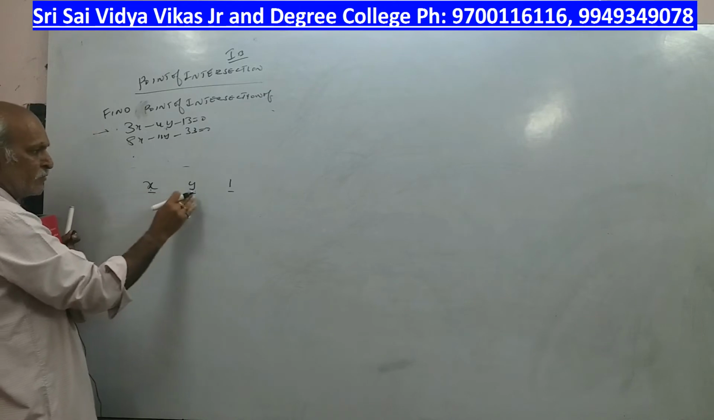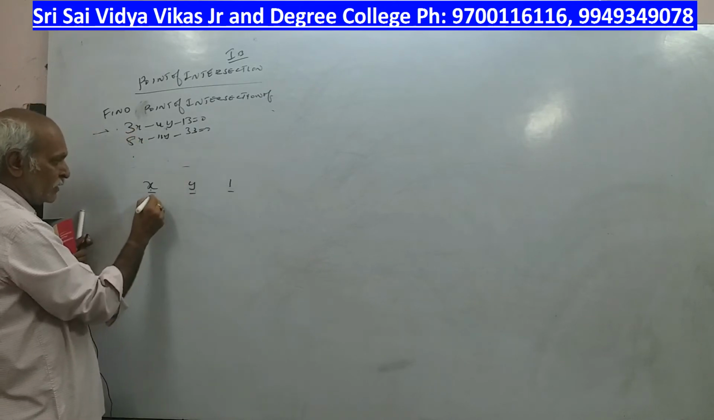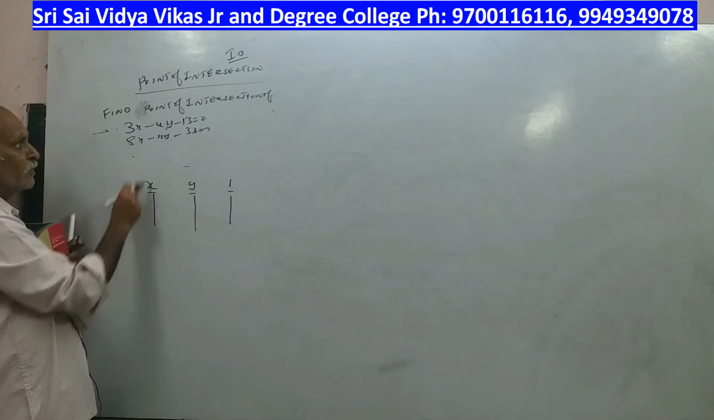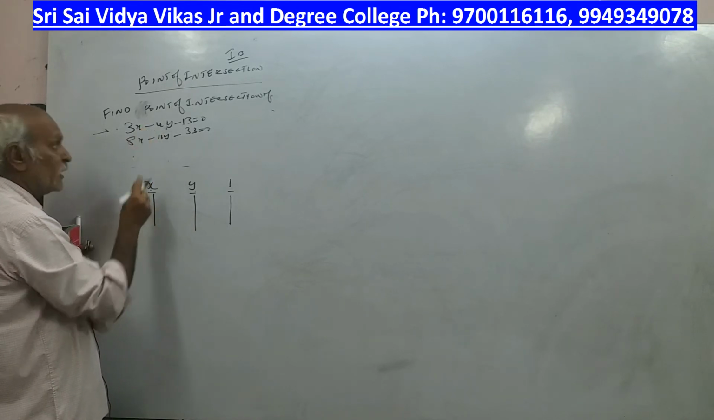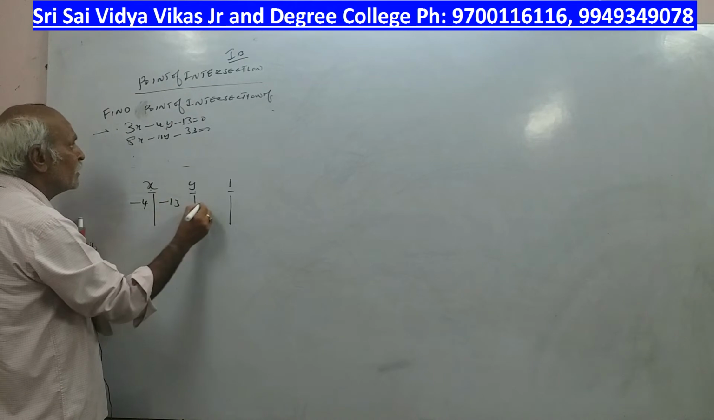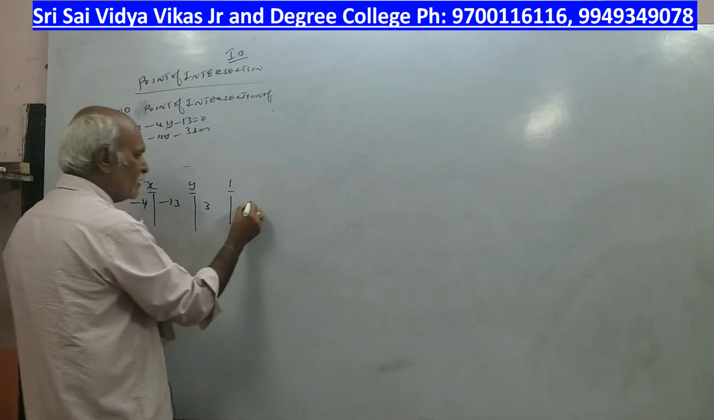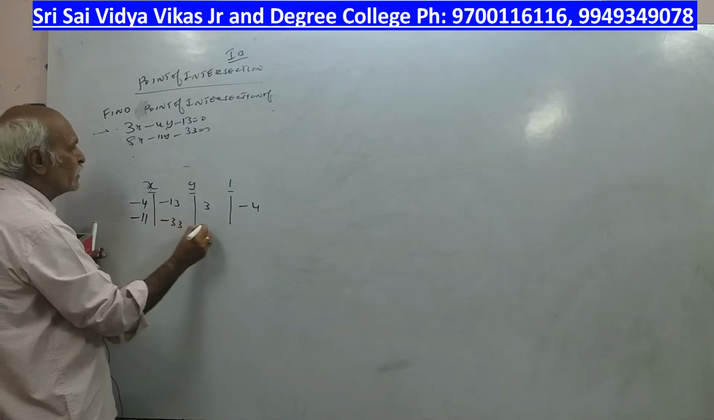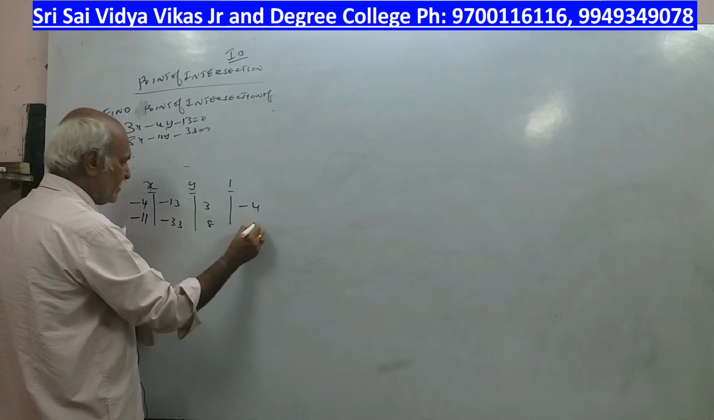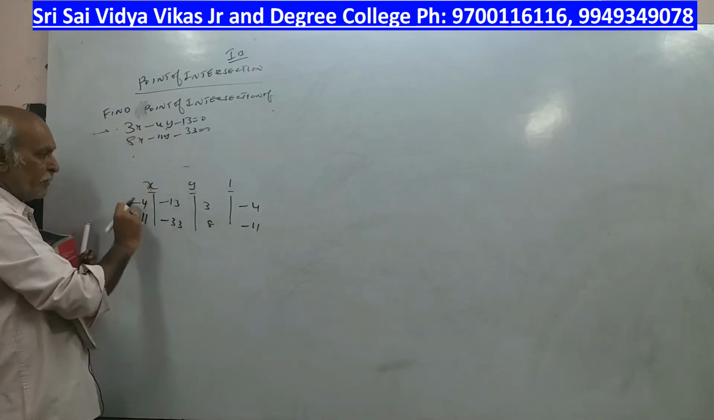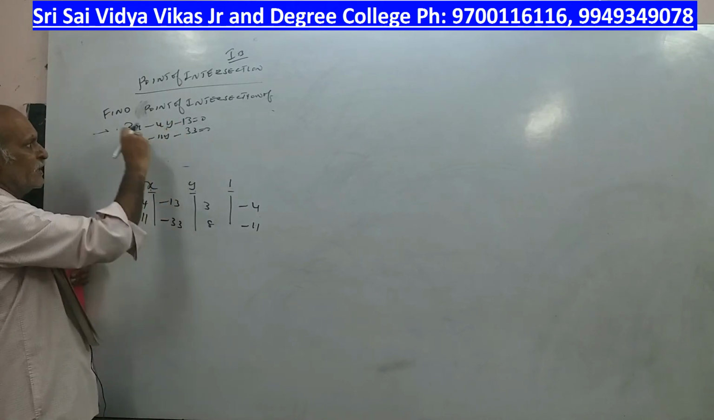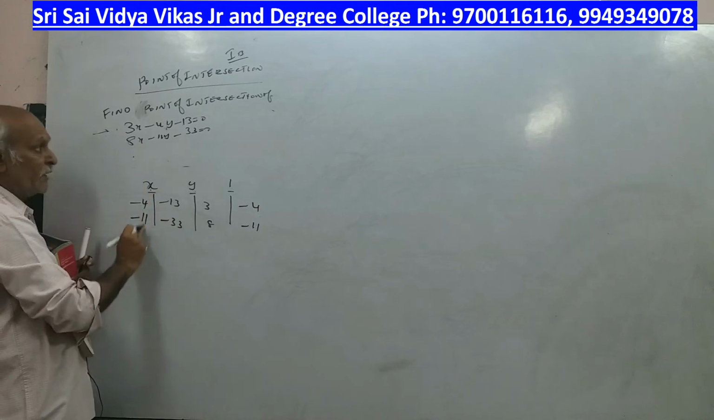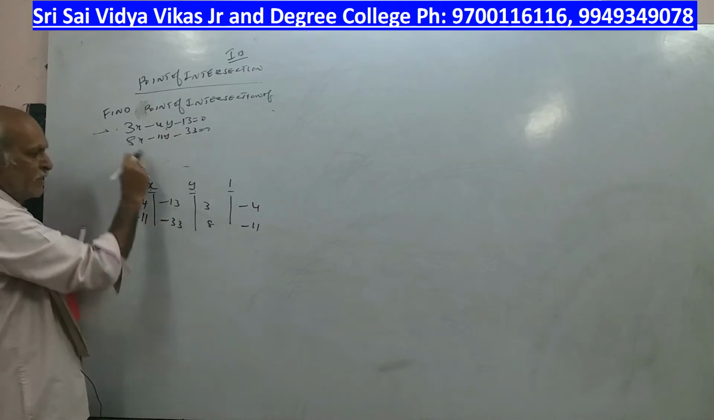Again, x, y, 1. First, we have to put a line here. Remember this method, sir. Beside this, you have to write the y coefficient, minus 4. Next, constant, then 3, then minus 4. Minus 11, minus 33, 8, minus 11. Again, y coefficient minus 4, constant minus 13, x coefficient 3, then minus 4 will come here. Again, y coefficient minus 11, constant minus 33, x coefficient here.